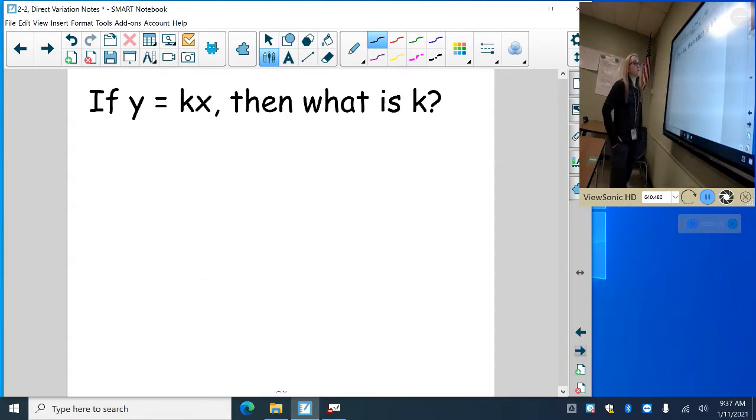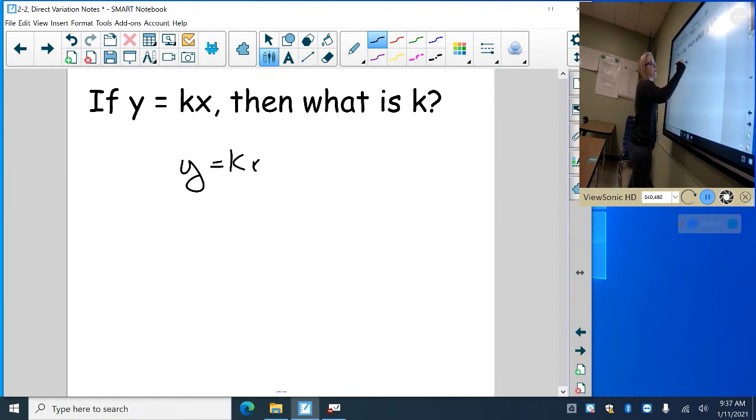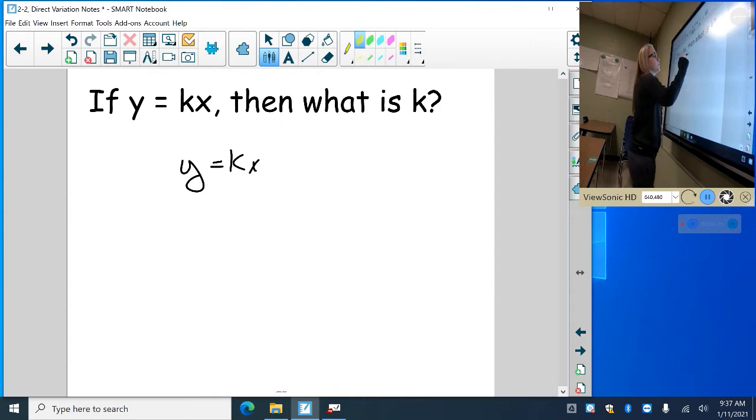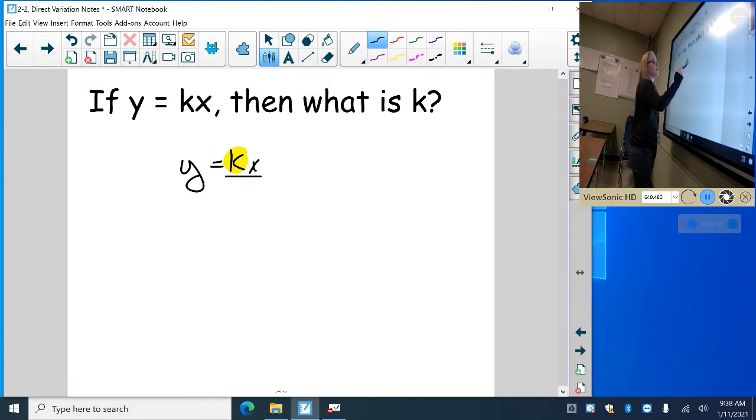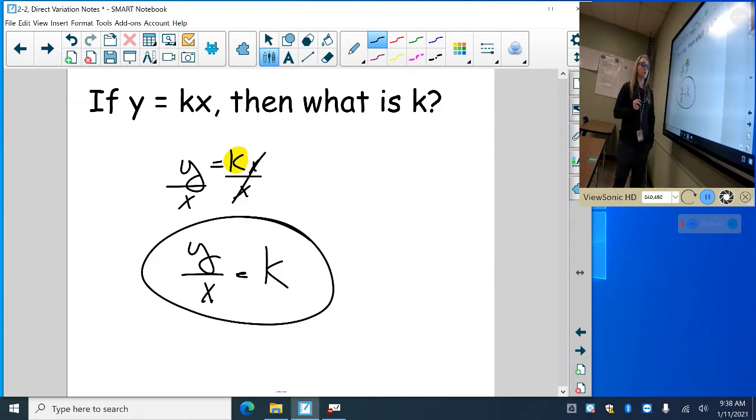So if y equals kx, where k is the slope, what is k? Well, if you remember in the first 9 weeks, we were able to solve. We got out a highlighter and we solved for k when there were multiple variables. Well, in this case, we're going to do that so that we know what k is. K is just y over x. I'm going to divide both sides by x, which gets k by itself, and I know that k equals y over x, and that is true for direct variation anytime.